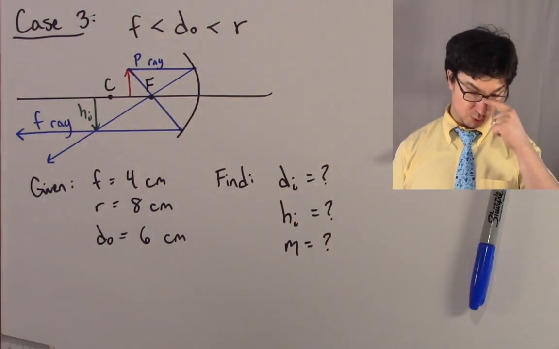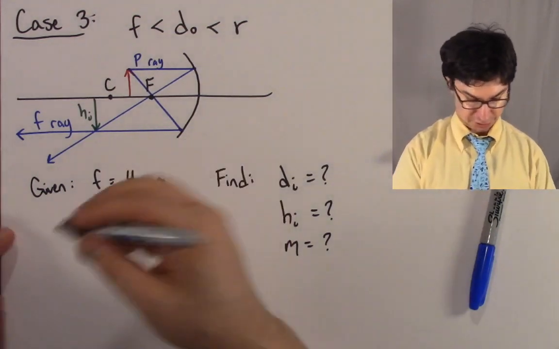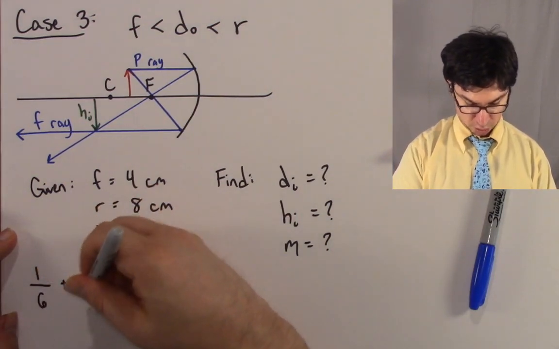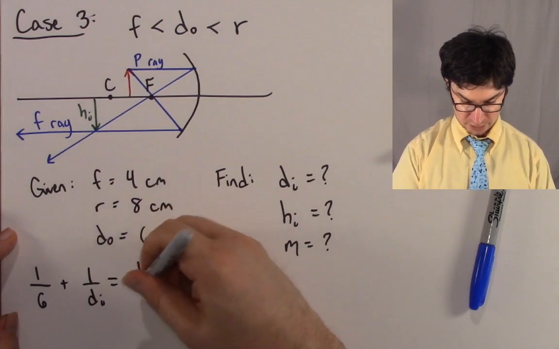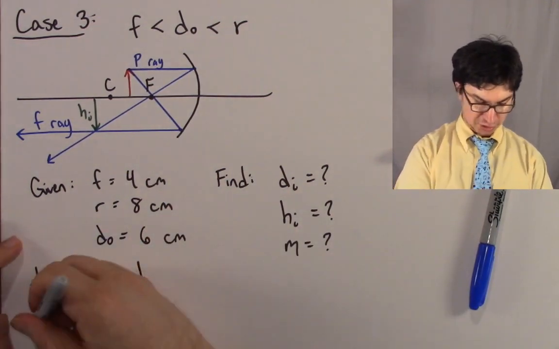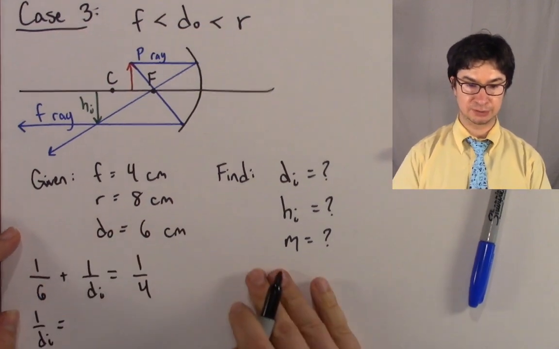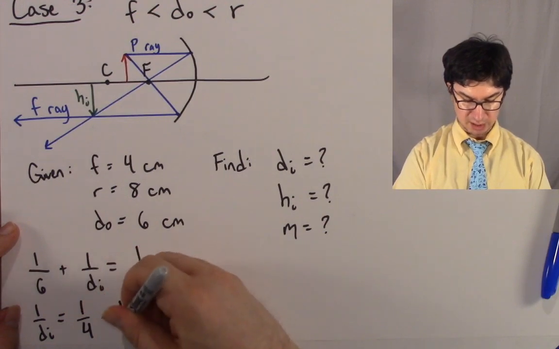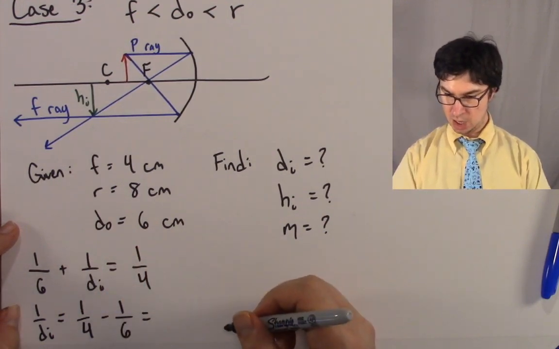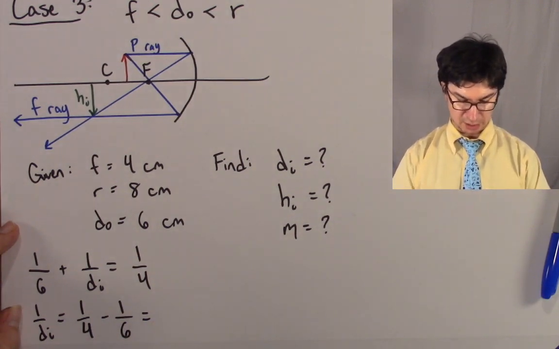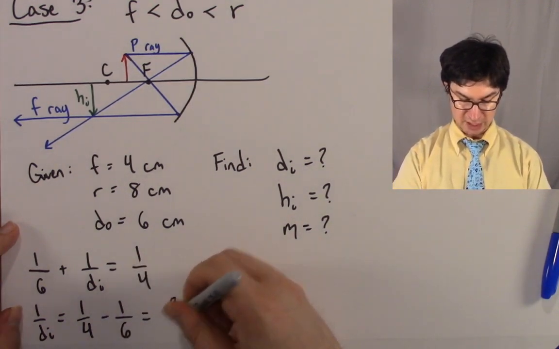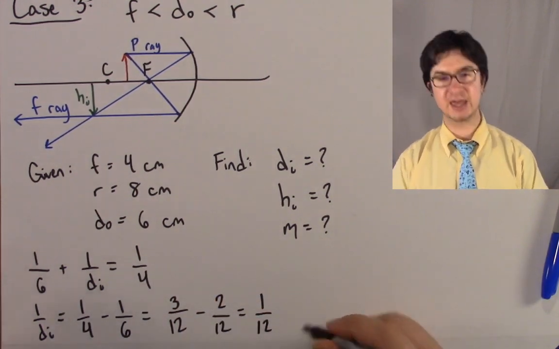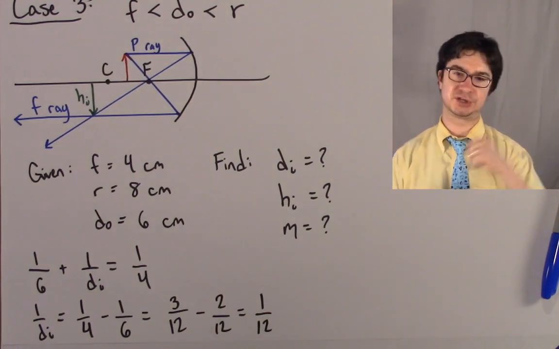Alright? So let's set up the mirror equation. We know the equation so well at this point that we could just set it up. 1 over the object distance of 6 plus 1 over the image distance di equals 1 over the focal length, 1/4. Okay, so that means 1 over di is equal to, oh, we ran out of room. 1 over di is equal to 1/4 minus 1/6. And if we find a common denominator, maybe of 12, this is 3/12 minus 2/12 equals 1/12. And again, you don't have to use common denominators here. You could just do this with a calculator.